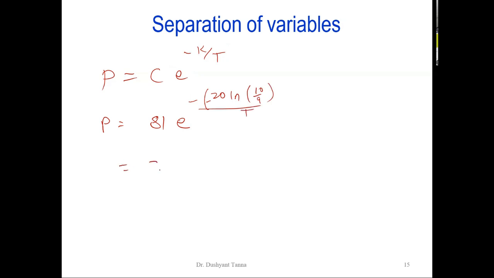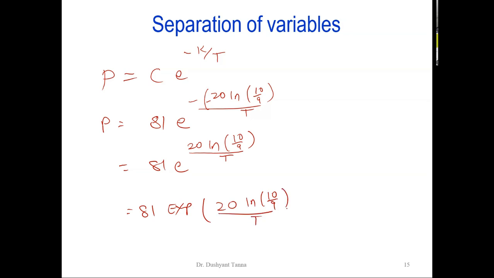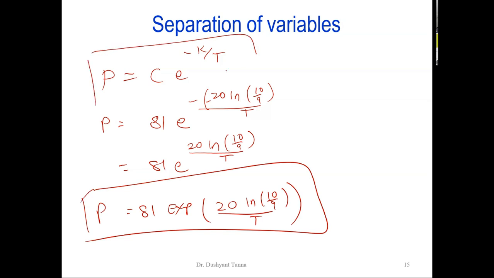Just simplify this a bit. 81 e raised to 20 ln. That's it. If it is a bit hard to read, what you can also do is write the exponential of 20 ln 10 on 9 whole divided by t. That's another way of writing it as well. At least I will adopt it. So this is your two of the answer. Either you write the particular solution any of these ways, and this is the general solution.